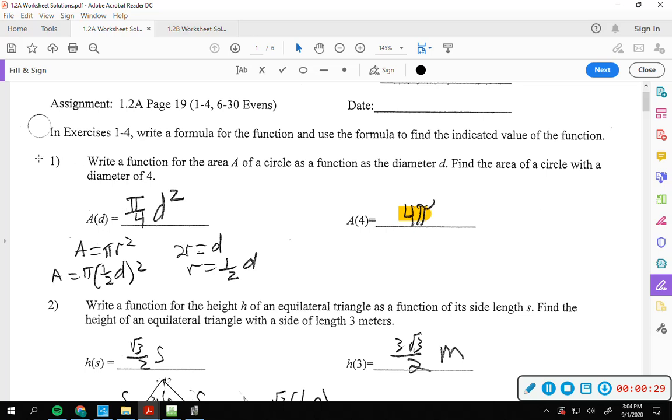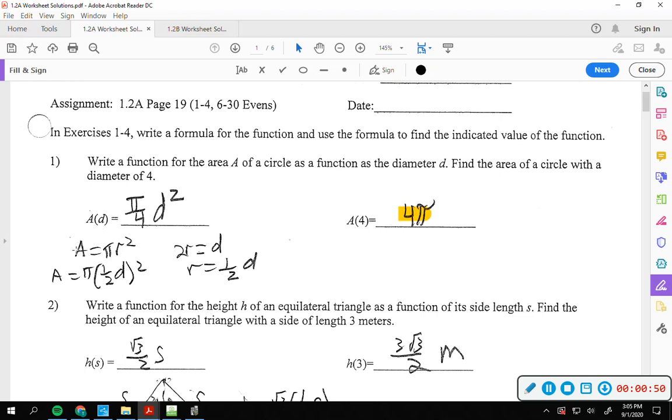So, let's read through this. Write a function for the area A of a circle as a function of the diameter. Most of us know the area as a function of the radius, but now it wants us to write the area as a function of the diameter. So really what we need to do is just start with the formula we know, the area is pi r squared, and now we just have to rewrite this.